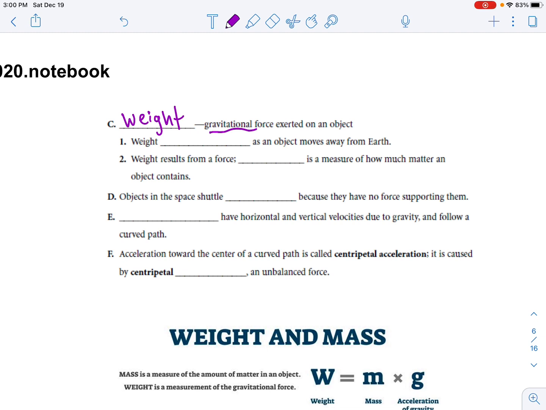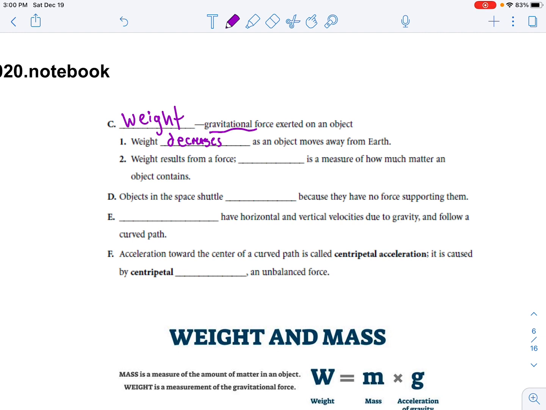Now, if you were to take your scale and go on top of a mountain, you're farther away from the center of Earth, and your weight will actually decrease. So your weight decreases as you move away from Earth. If you take your weight in an airplane, you will weigh less than you would when you're standing on the surface. That's because you're making the distance between you and the center of the Earth more.